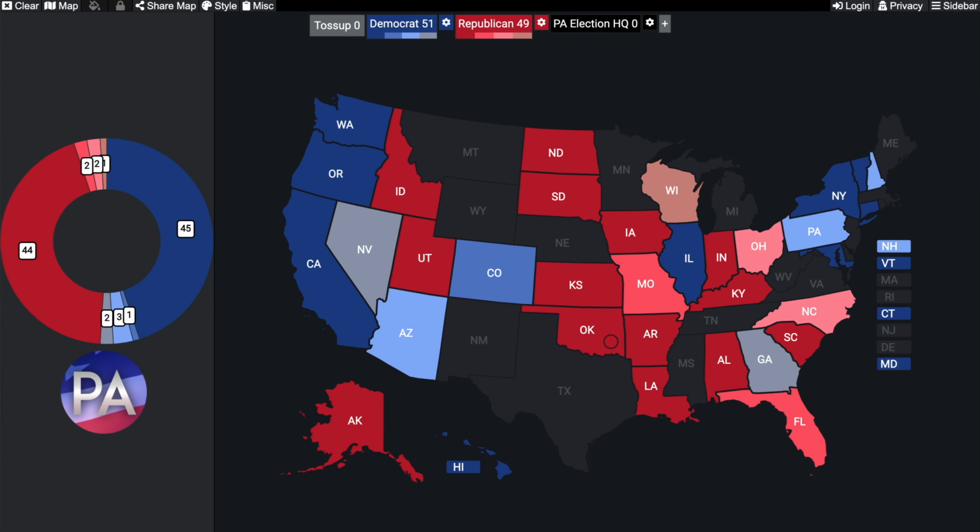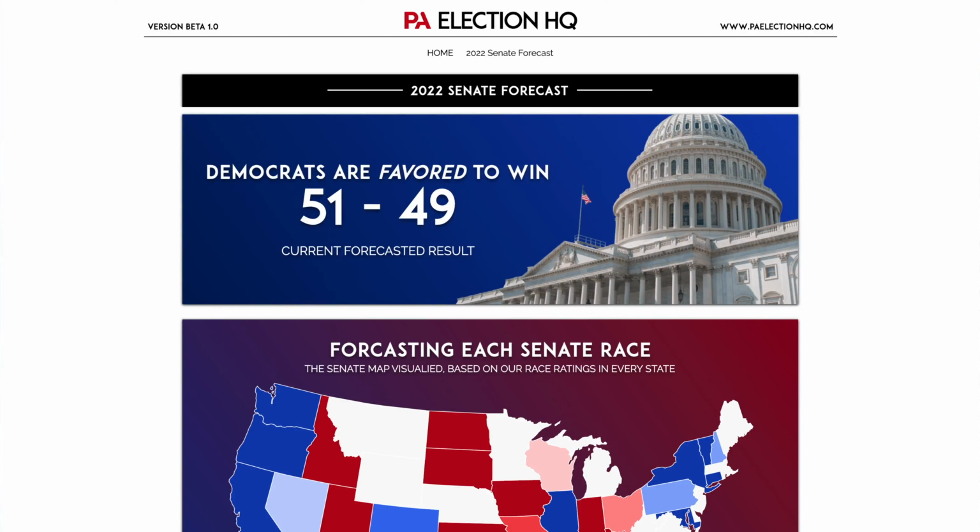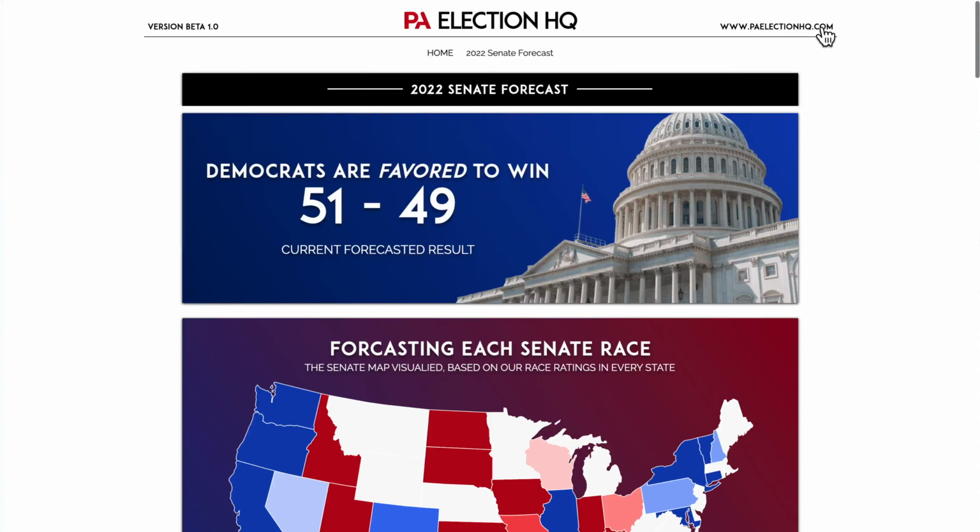I think that it will prove to be one of the most accurate ones, especially with the margins that it's currently projecting. And that'll be it for this video. You can view my site at paelectionhq.com, currently on a computer only. The mobile version is not exactly great. You'll see some pretty terrible graphics, and the full version will be released on the 1st of October, so you can expect a release very soon. We'll also have a gubernatorial forecast, and so I'll continue to update the site and also fix a lot of the issues that we have right now.